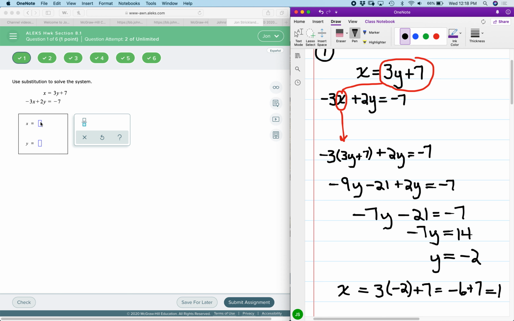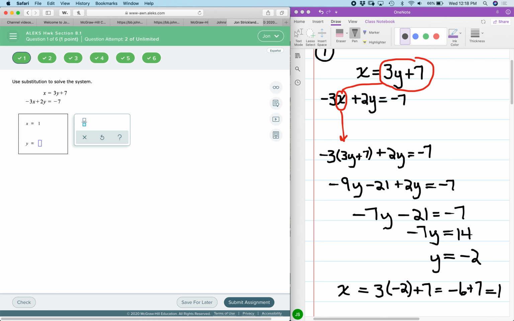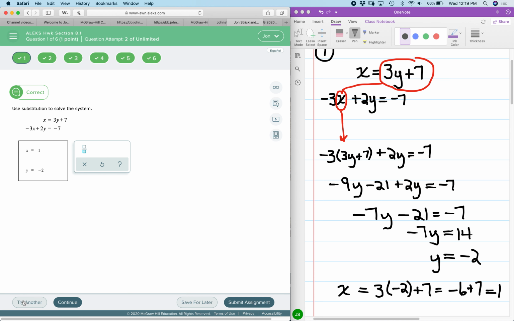Upon checking, we have x at 1 and y at negative 2, and the result is correct.